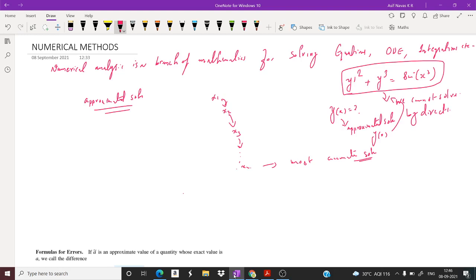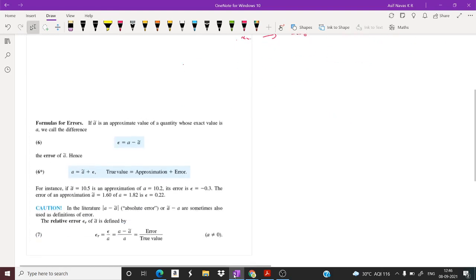Now I will define what is error. If a tilde is an approximated value of a quantity whose exact value is a, then error, denoted by e, is equal to a minus a tilde. That means a is equal to a tilde plus error. That is, true value is equal to approximation plus error.